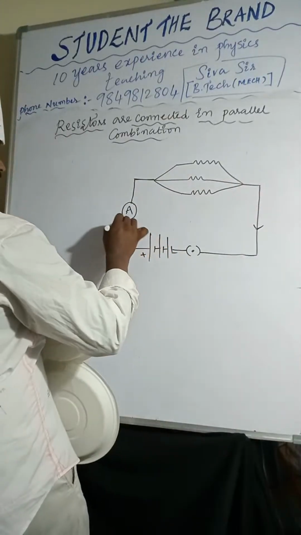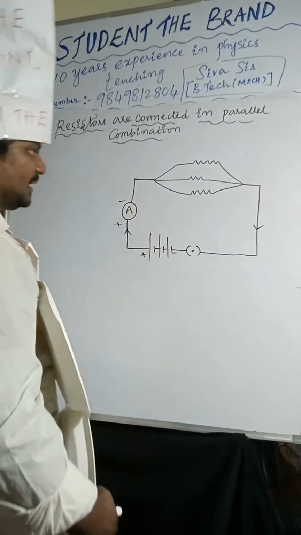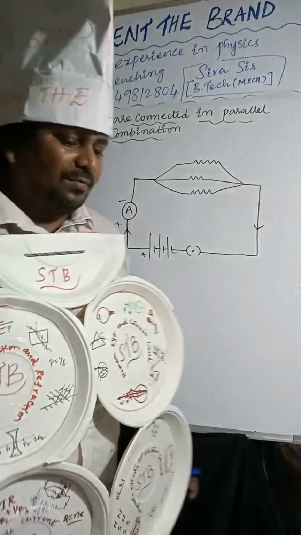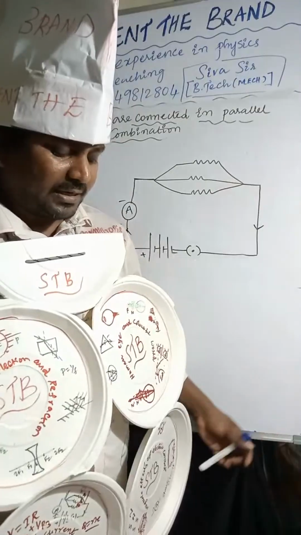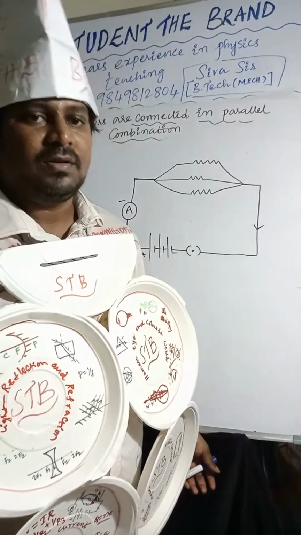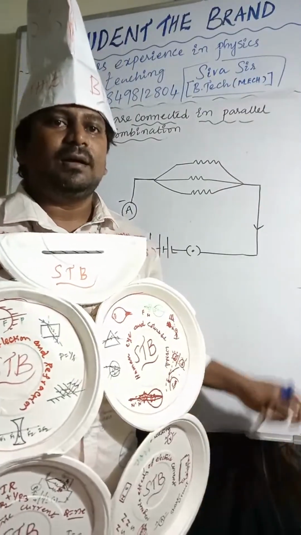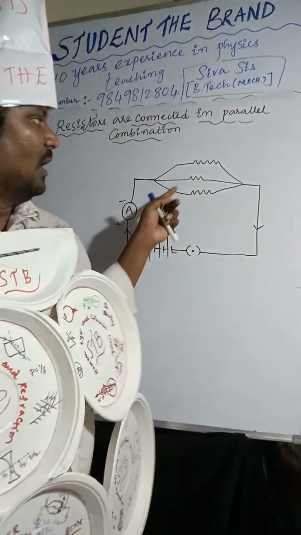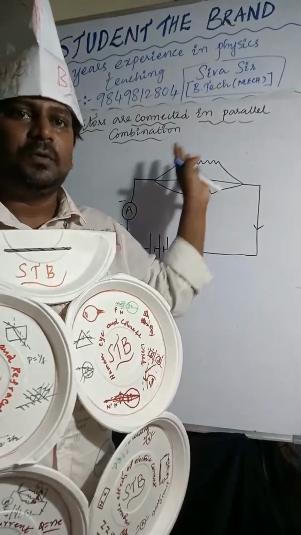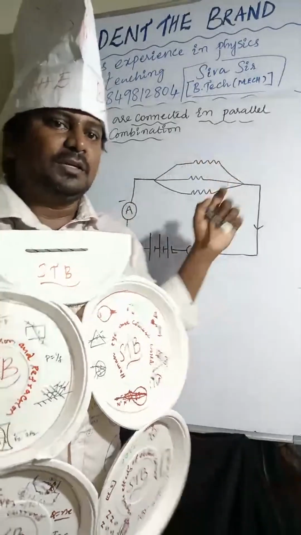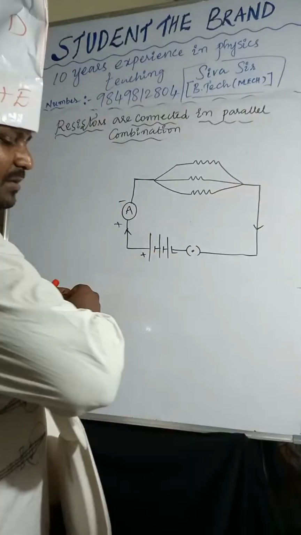From this, current is passing. If the current is dividing, that is connected in parallel combination. So whatever resistors are connected, R1, R2, R3, those three are connected in parallel combination. So the potential difference will be the same. I'm taking the potential difference here.